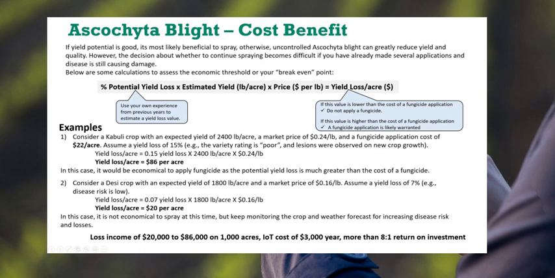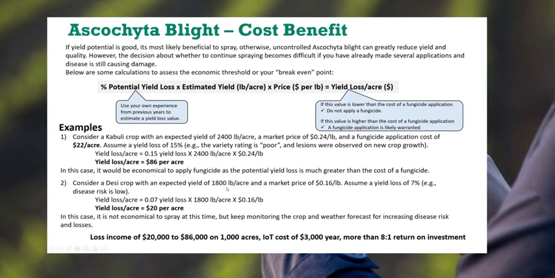So a couple examples on two different crops. So if we look at a 2,400 pound yield at 24 cents per pound and an application cost of $22 and a yield loss of 15%, the variety rating is poor on this particular one, then our formula would be yield loss times 2,400 times 24 cents, or $86 per acre. So at $22 an acre, it's very economical to apply the fungicide on an $86 per acre loss.